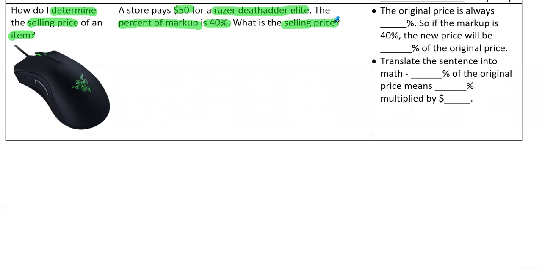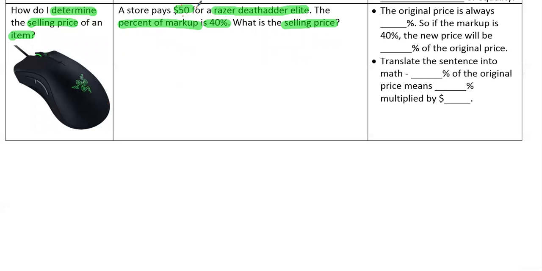Okay. Once again, a store does not pay what they sell the item to you for. That would be foolish. If they paid $50 for one of these awesome mice and then sell it to you for $50, they're going to lose money because they have to pay to have the lights on. They have to pay their employees. They have to pay for all the equipment that they have in the store. So instead, they're going to mark it up, right? And the markup is 40%.